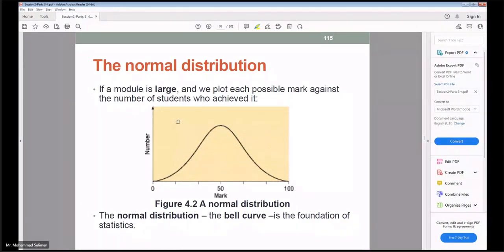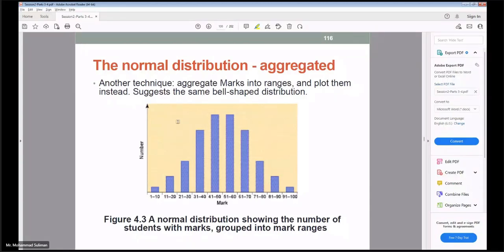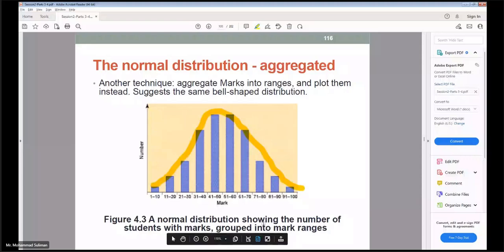The same thing can be put here in the form of a bar chart. So the distribution has students scoring 1 to 10 and students scoring 91 to 100. Similarly, students scoring 11 to 20 and then 21 to 30. Overall you can see a small bell curve. Fine, so it's a normal distribution, right?